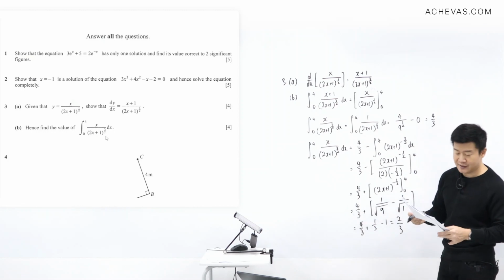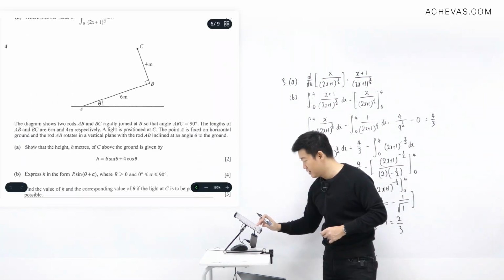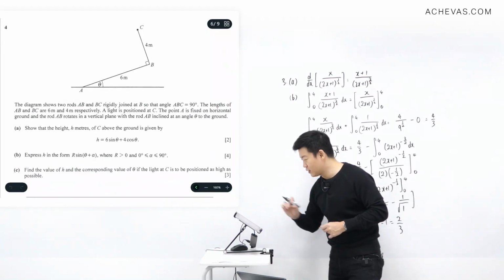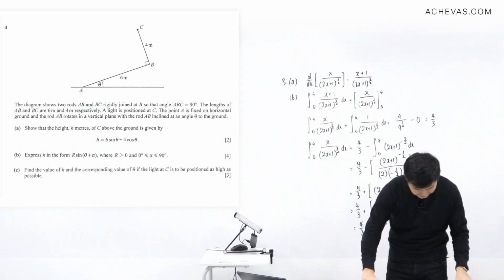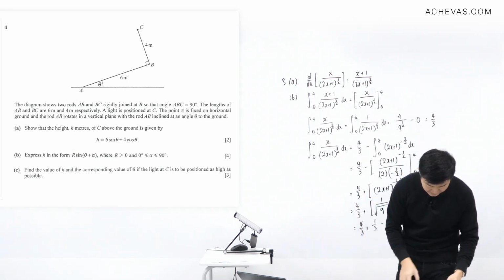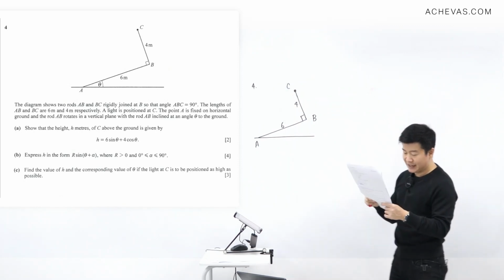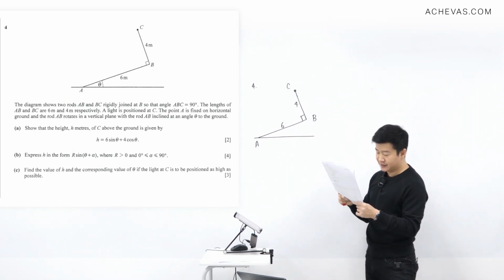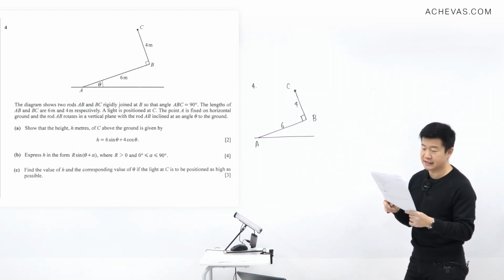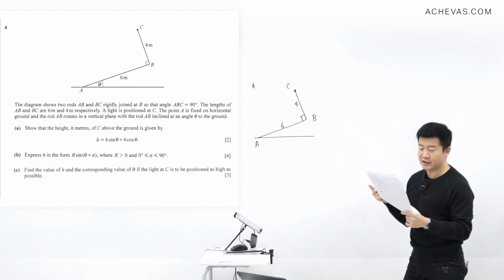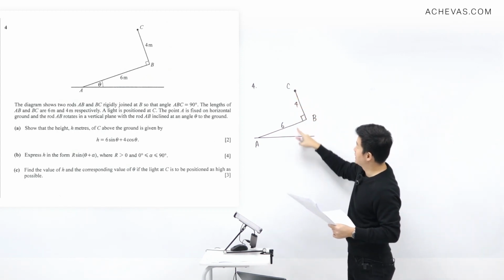Let's move on. Let's take a look at question number 4, which has a diagram here. This seems like an R formula question. In part A, we are supposed to show that the height is equal to this expression, 6 sine theta plus 4 cosine theta. So the height h is actually the distance that C is above the ground. So it is this vertical distance here.